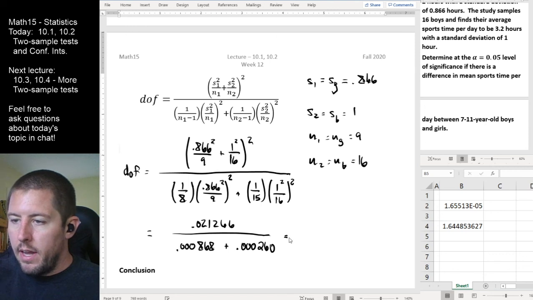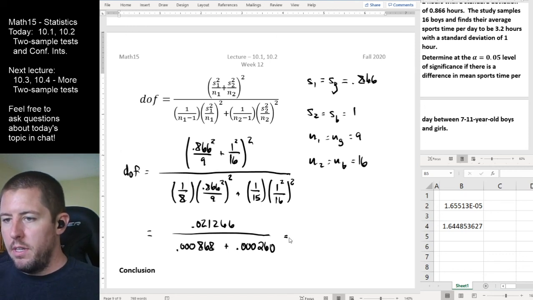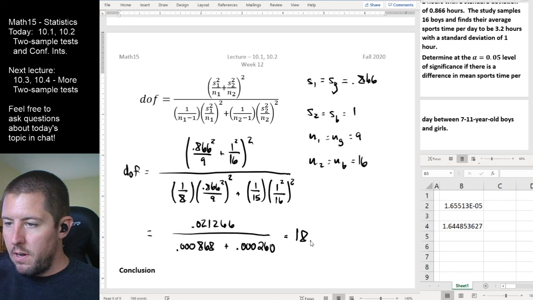So let's go ahead and do the addition in the denominator, do the division here. 0.021266 divided by the sum of 0.000868 plus 0.00026. And this is telling me 18.85 is the number of degrees of freedom that we should be using here.